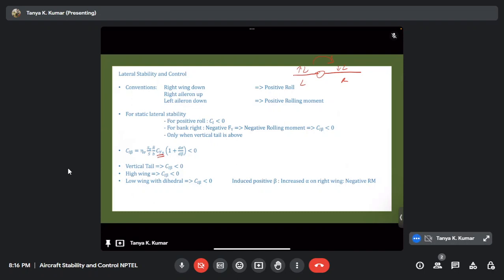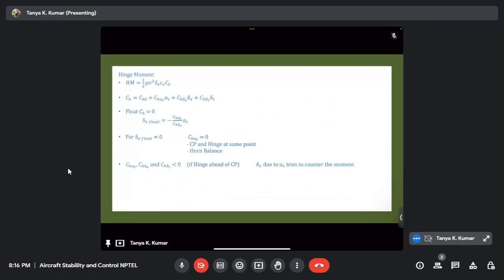Okay, now let's look at the hinge moment. I think we started this in week 5 or week 6. What is the hinge moment? Hinge is the hinge line about which the elevator is fixed. The hinge moment is given by that equation where CE is the elevator chord, SE is the elevator surface, and CH is the hinge moment coefficient. The hinge moment coefficient again is linearized in this equation.